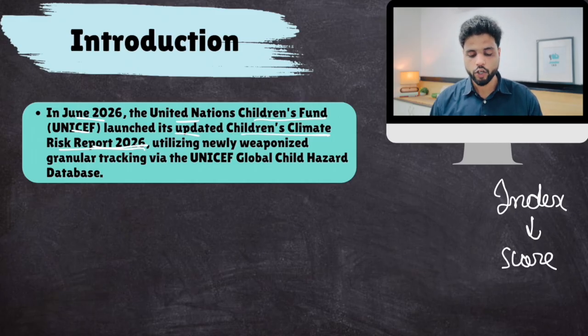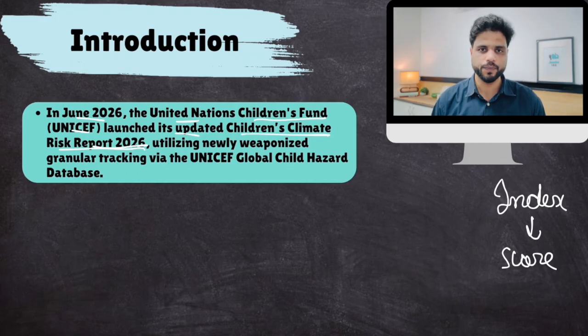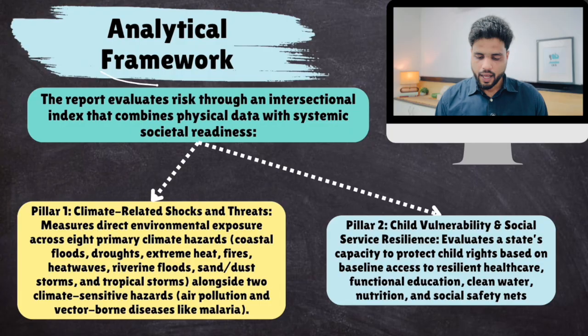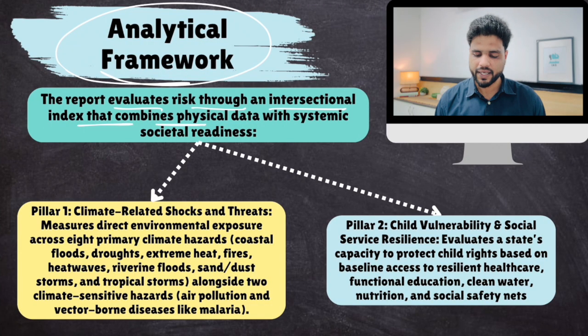Okay, the higher your score, the more vulnerable your children are to climate change. So this is the thing. Now, about this score. What is this score all about? The report evaluates risks through an intersectional index that combines physical data with systemic societal readiness. This index gives you a score based on two things.